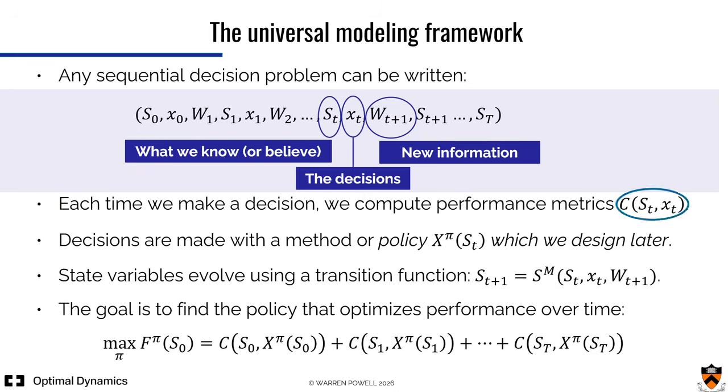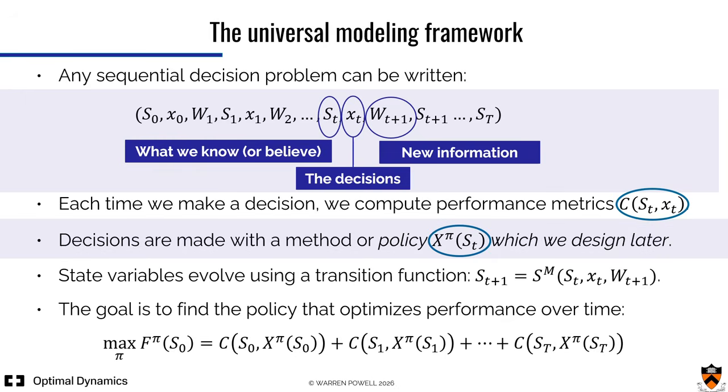Each time we make a decision, we compute performance metrics, and there may be my whole pyramid of metrics. It depends on the state, what I know, and it depends on the decision. Now, I may have metrics that depend on Wt plus 1. If I use this notation, I'll compute that at time t plus 1. Or I can just wait and say, I'm going to have metrics that depend on the state and the decision and the new information. Doesn't matter. So we have a set of performance metrics.